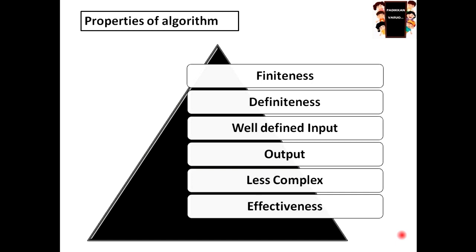The next property stands for effectiveness. Algorithms are to be developed or written using basic operations. Actually, we are writing the algorithm in order to have a basic understanding of the program that we are going to solve. So the operations in the algorithm must be basic, clear and easy to understand. So these are the important properties related to an algorithm.